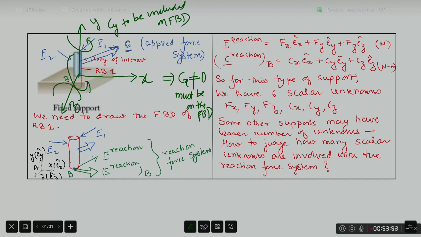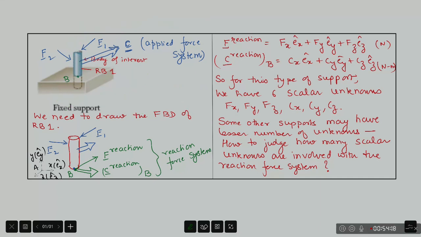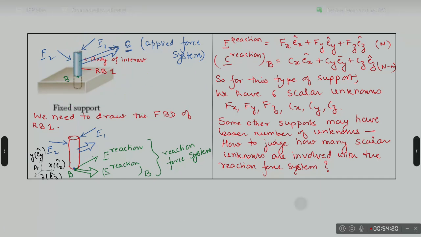So you ask these questions one by one, 6 of them you will ask. Depending on what the designer says, you will put that on the RB. So fixed support is the ultimate support which opposes displacement in 3 directions and rotations in all 3 directions. And that's why I said that for a fixed support, 6 scalar unknowns you will have to deal with on the FBD. There is no other choice.